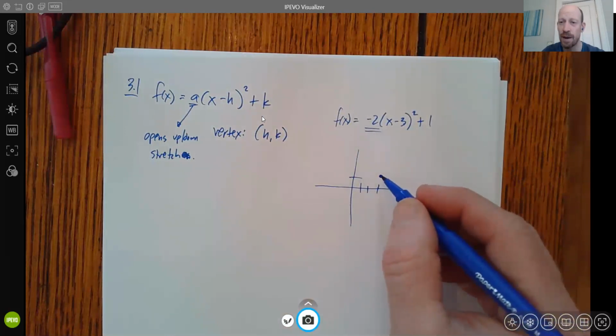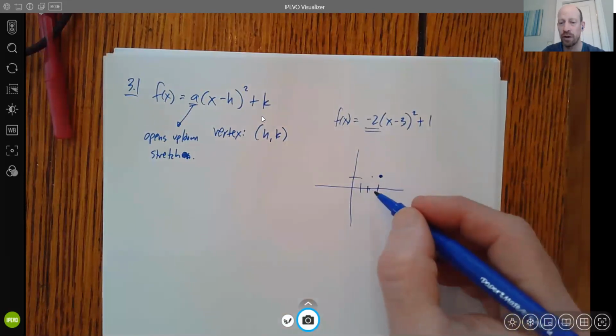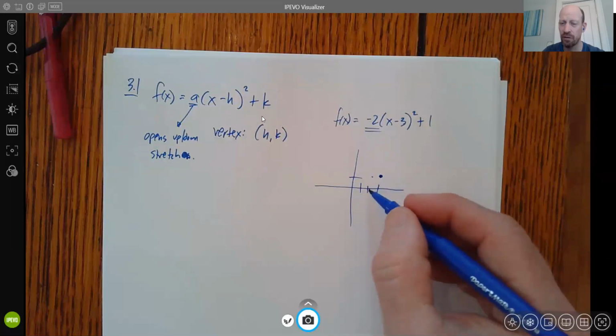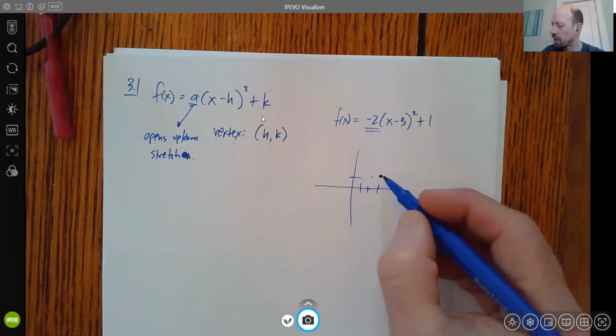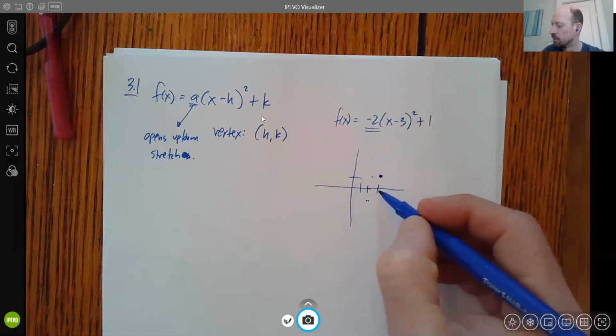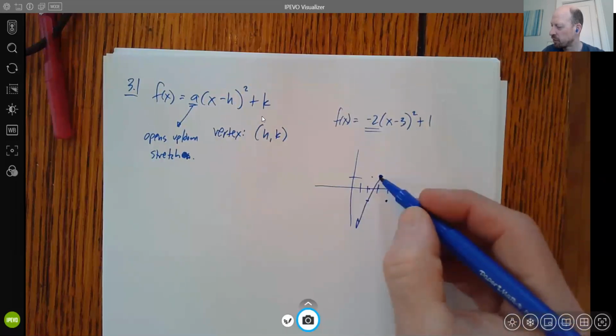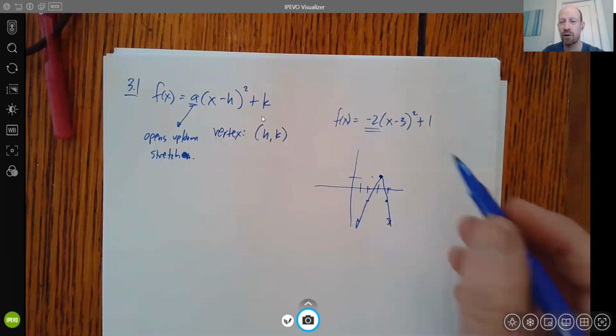So for a normal, unstretched parabola, I would go over 1 and down 1 to get my next point. It's not a line, so I can't just continue going over 1 and down 1. But the first point on either side is over 1 and down 1. But because it's 2, I go over 1 and I go down 2. And that creates a sketch of that vertically stretched parabola.